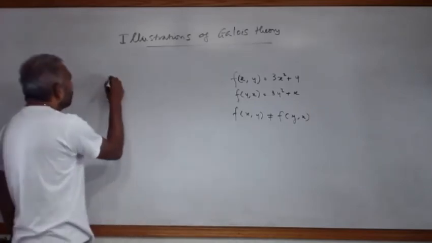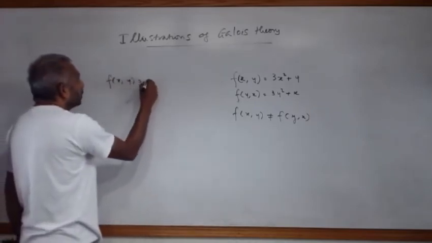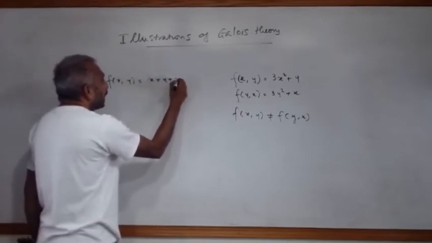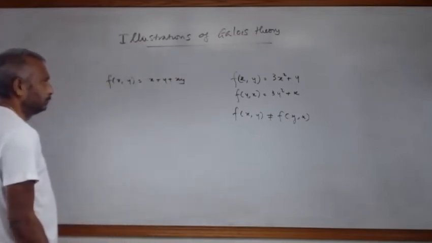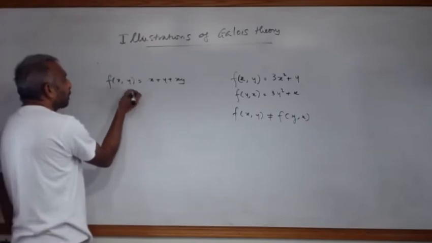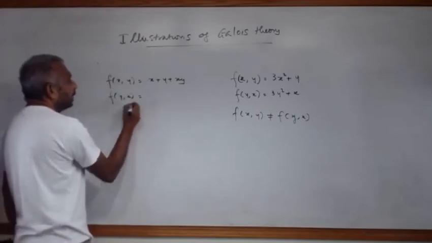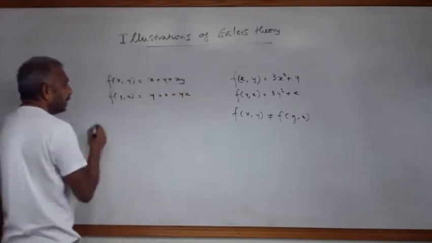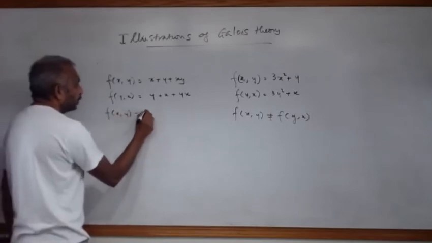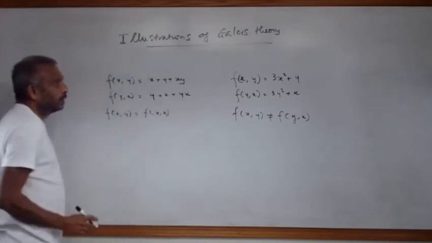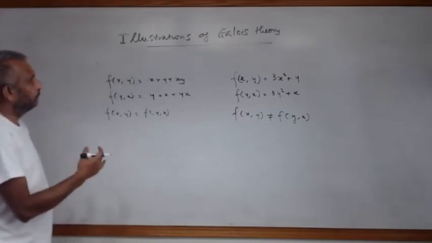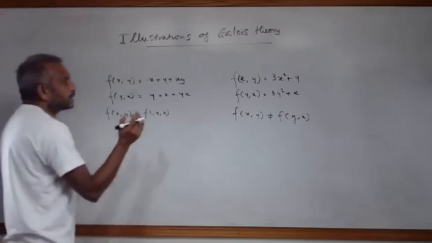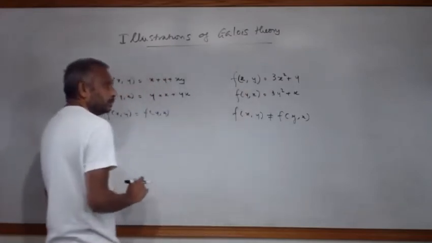But if you take another example, f of xy is equal to x plus y plus xy. So if you swap this, f of yx is equal to y plus x plus yx. In this case, f of xy is equal to f of yx. So this is a general idea of defining symmetric functions. Now we'll extend this one to n number of variables.